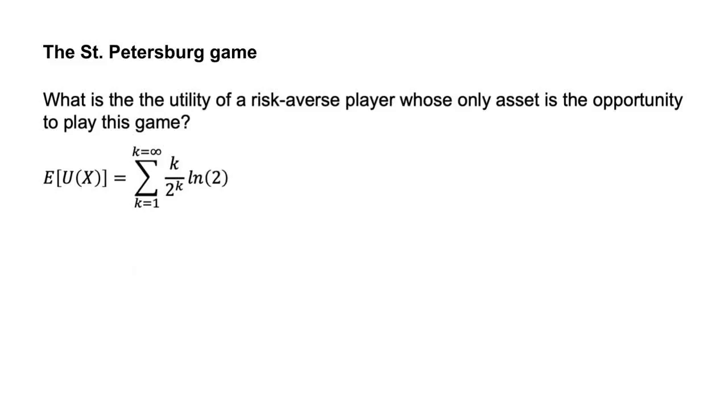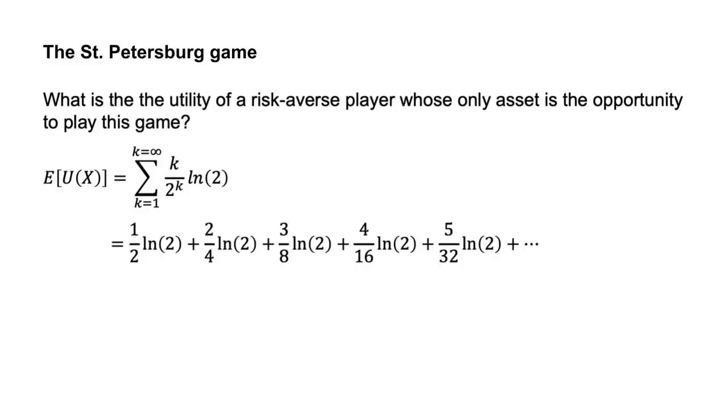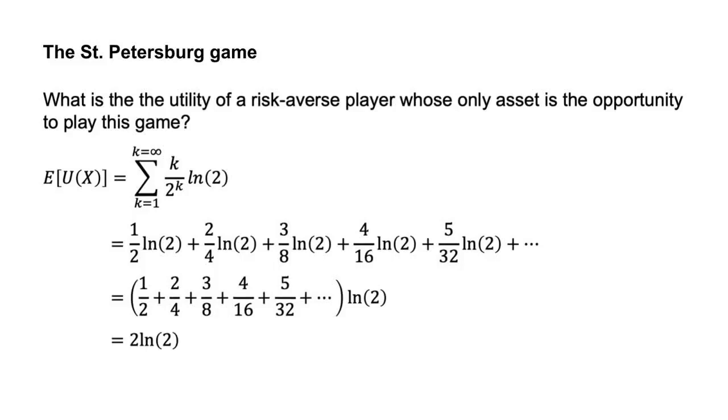Taking that equation, we can further simplify to 1 on 2 times ln 2 plus 2 on 4 times ln 2 plus 3 on 8 times ln 2 plus 4 on 16 times ln 2, plus 5 on 32 times ln 2, and so on, which equals 1 on 2, plus 2 on 4, plus 3 on 8, plus 4 on 16, plus 5 on 32, and so on, times ln 2, which equals 2 times ln 2. The change in the utility from each flip rapidly declines. Ultimately, the series of fractions sum to 2.